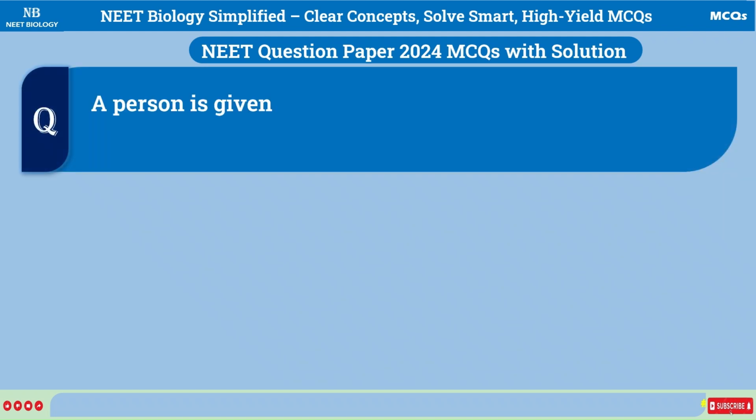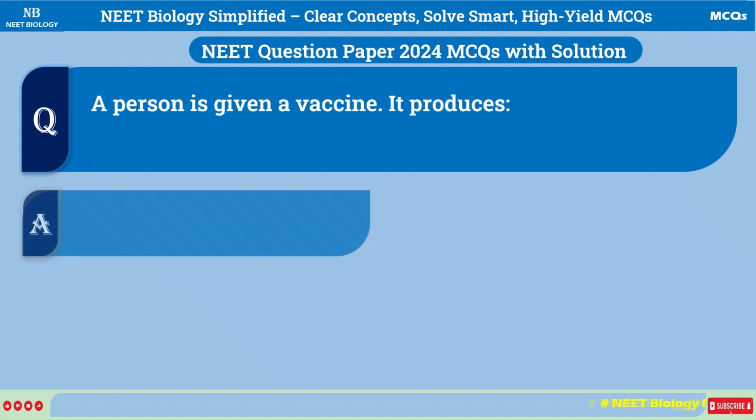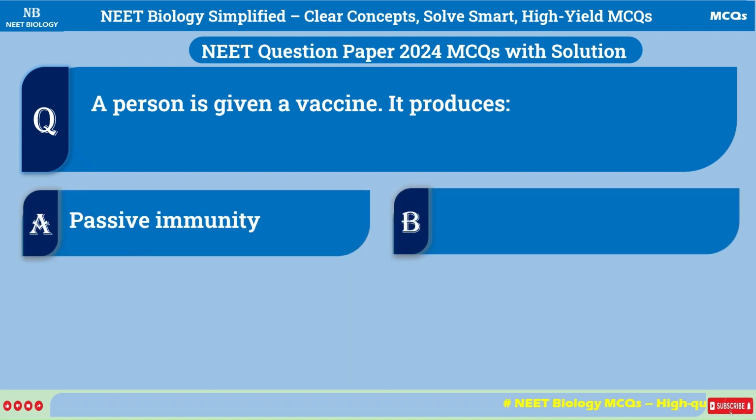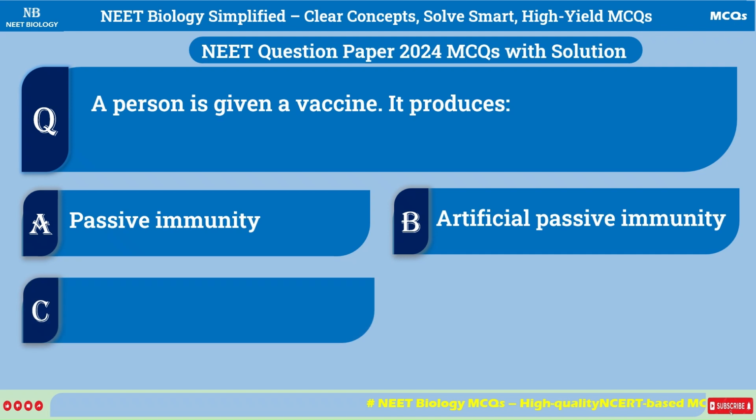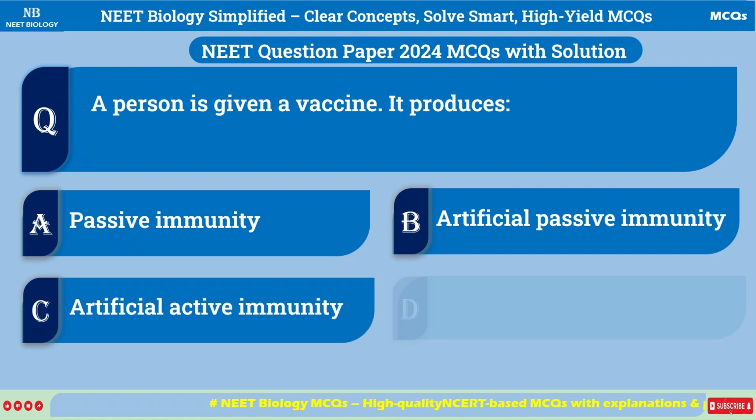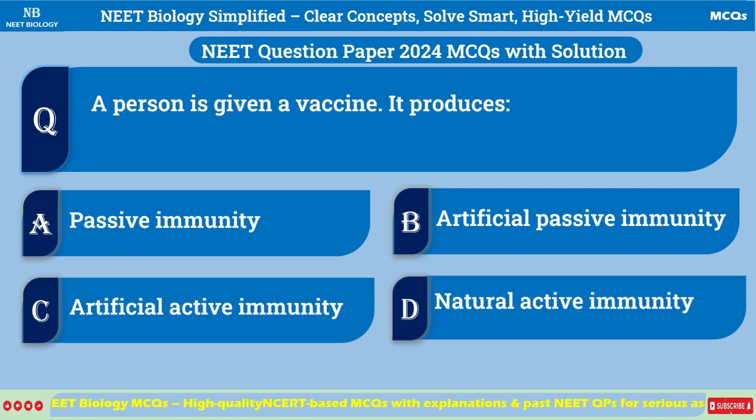A person is given a vaccine. It produces: A. Passive immunity. B. Artificial passive immunity. C. Artificial active immunity. D. Natural active immunity. Correct answer is C. Artificial active immunity.